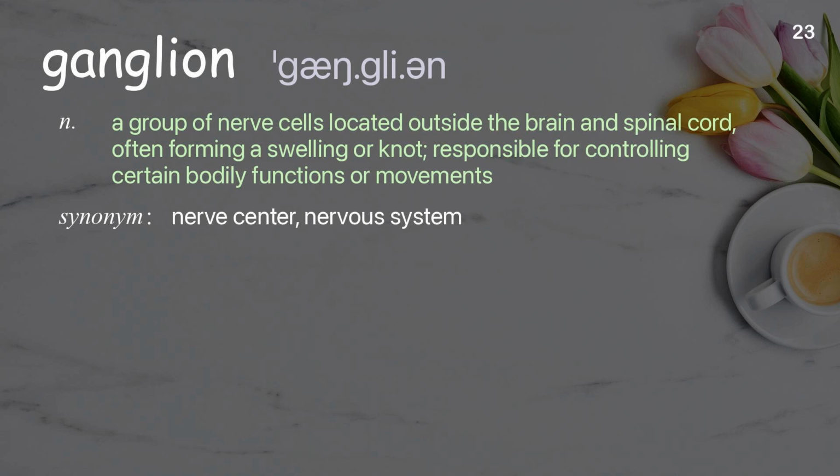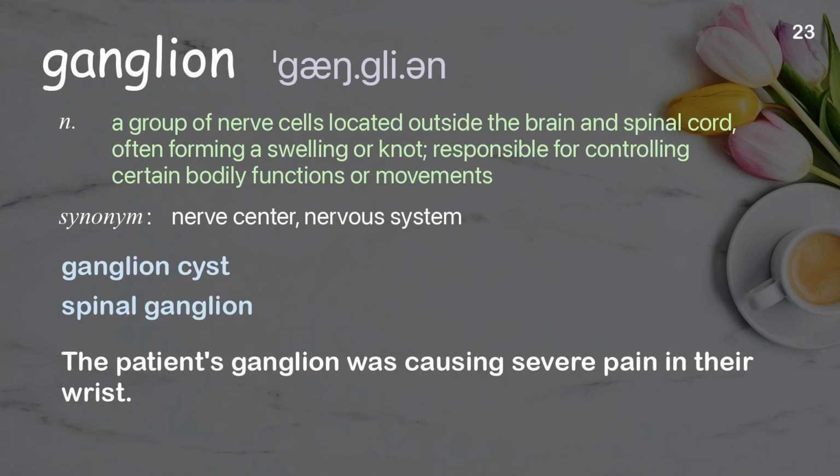Ganglion. A group of nerve cells located outside the brain and spinal cord, often forming a swelling or knot, responsible for controlling certain bodily functions or movements. Examples: Ganglion cyst. Spinal ganglion. The patient's ganglion was causing severe pain in their wrist.